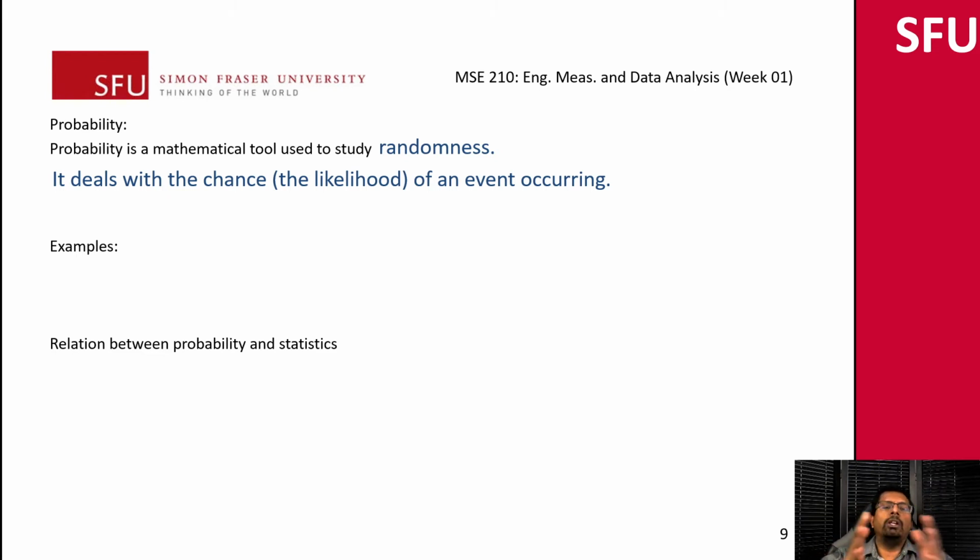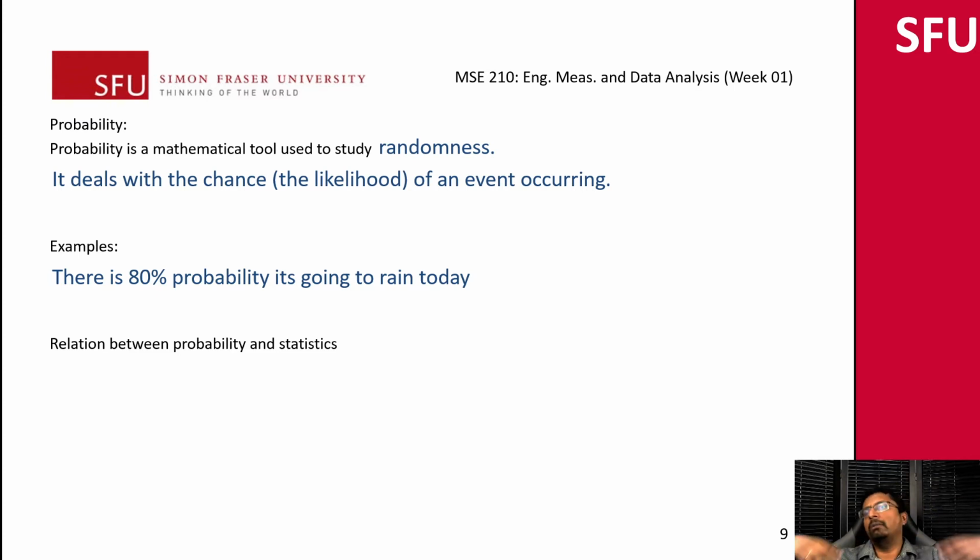Statistics deals with a lot of experiments or a big population. Probability is kind of like trying to pick one or two people or one or two experiments from the sample, and then looking at the likelihood of producing one particular result. An example would be saying there is an 80% chance, or 80% probability, of it raining today. In Vancouver, it's probably much higher than that.